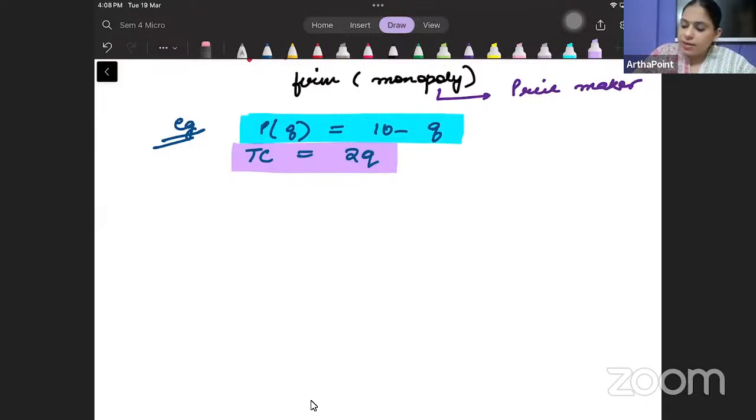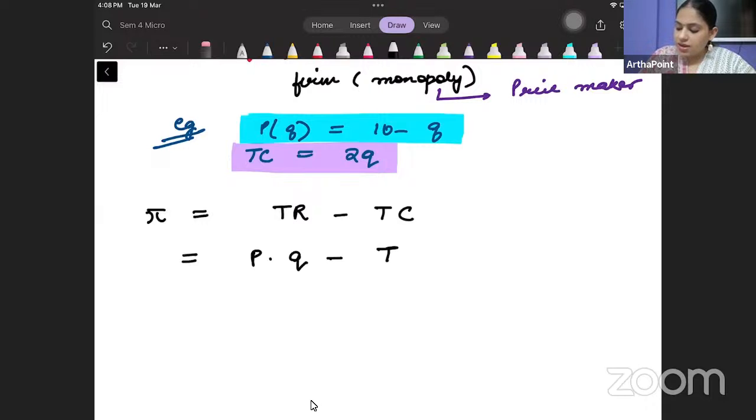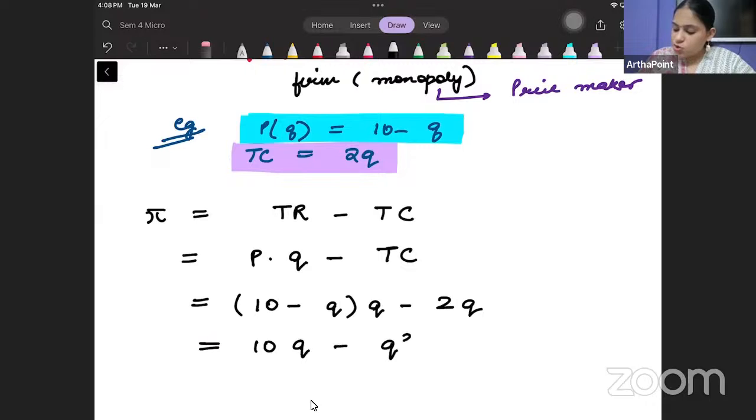तो आप बोलोगे कि मैम simple. This firm will always want to maximize its profit. Profit can be written as total revenue minus total cost. Total revenue can be written as price into quantity minus total cost. Price will be 10 minus Q into Q minus 2Q. This will be 10Q minus Q square minus 2Q.